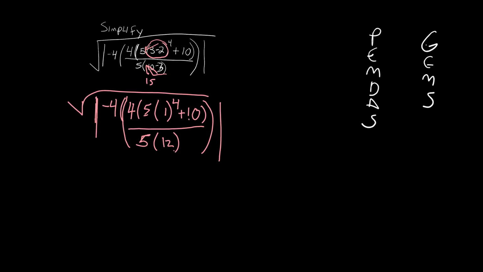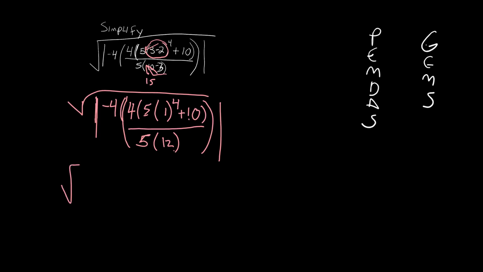Now we look at this and say, okay, we still have parentheses, we still have grouping symbols. We have the 5 times 12 here, and we have the numerator that we have to simplify. Within the simplification of the numerator, we notice that we have 4 times the quantity 5 times 1 to the fourth plus 10. So we have an exponent.